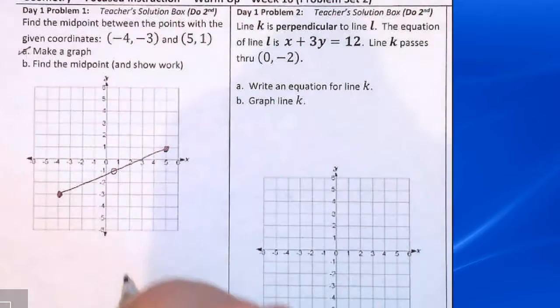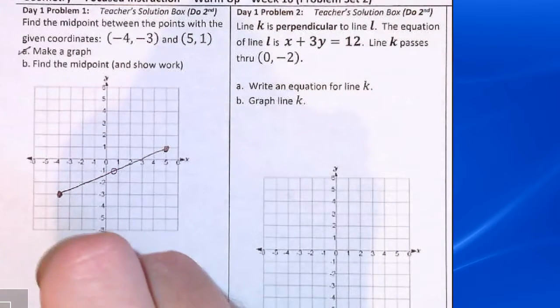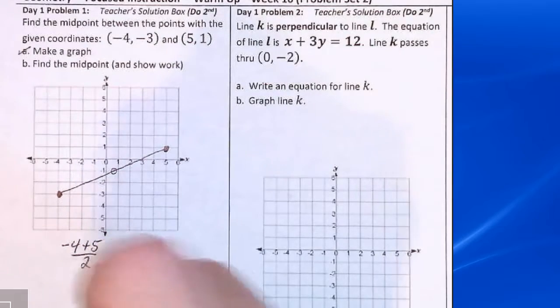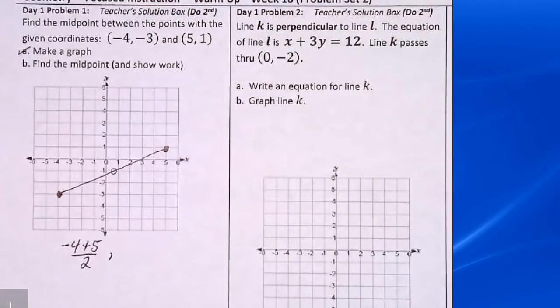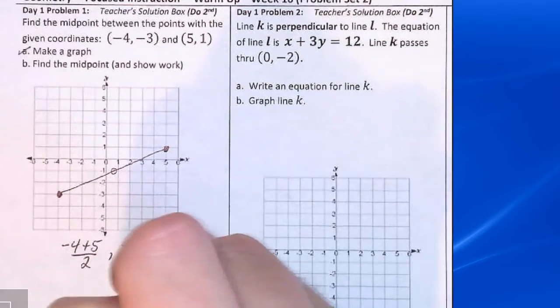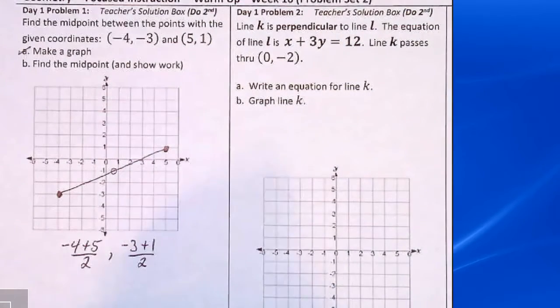We do that by averaging the x-coordinates. So -4 plus 5 divided by 2. And average the y-coordinates. -3 plus 1 divided by 2.